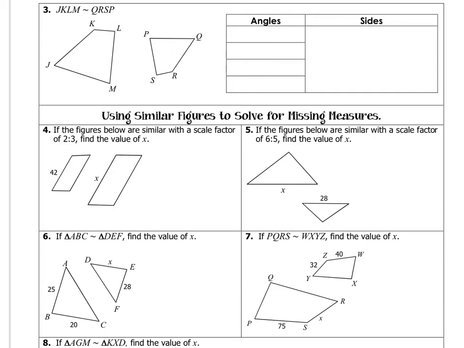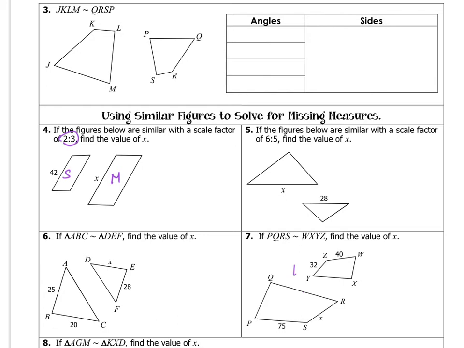Let's look at number 4. Using similar figures to solve for missing angles. So first one, I have the two polygons below are similar with a scale factor of 2 to 3. Find the value of X. And obviously this is the small one, this is the big one.